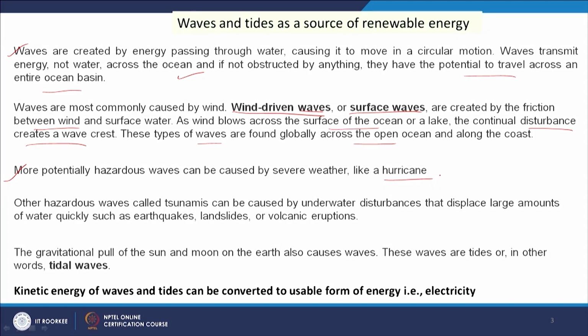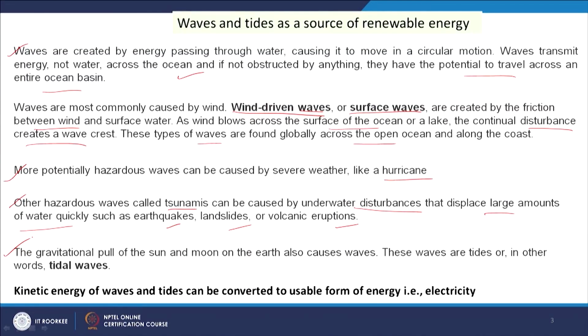This wave is a surface wave, but a more potentially hazardous wave is the hurricane. It is hazardous in nature and can cause severe weather. Other hazardous waves are tsunamis, which can be caused by underwater disturbances that displace large amounts of water quickly, such as earthquakes, landslides and volcanic eruptions. When these take place, a large amount of water is displaced, which creates the tsunami. So, these are very dangerous types of waves.